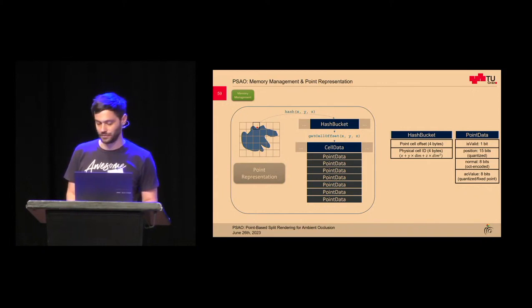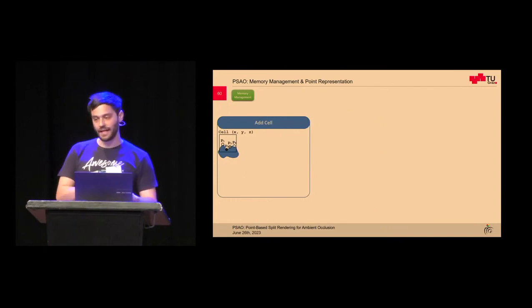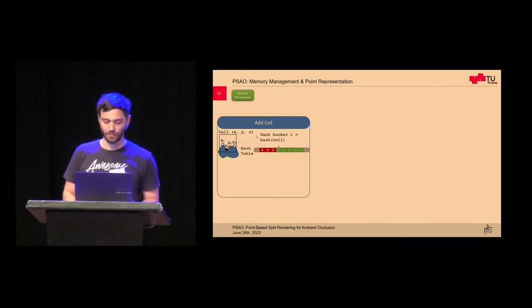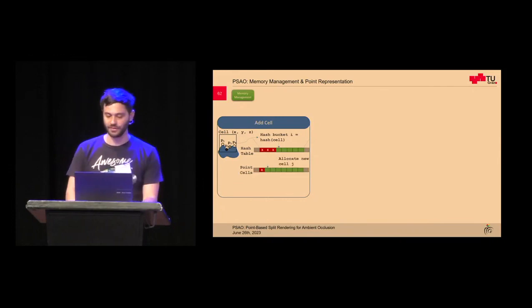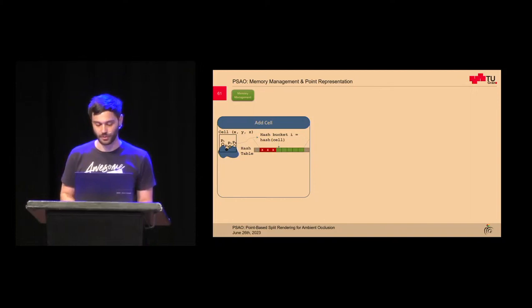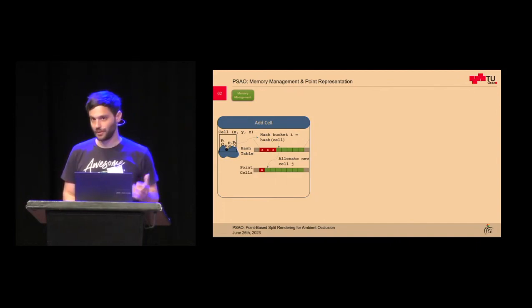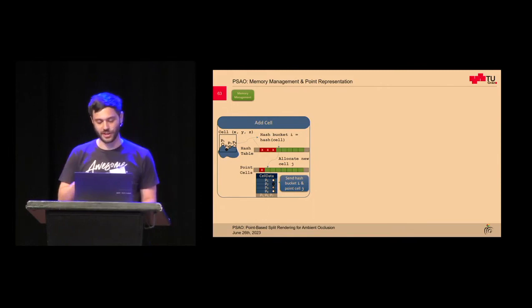Now let's get to some examples if you want to add or remove or update cells. For example, here we have this cell at location X, Y, and Z with 4 points in them. If we want to add a new cell, we first find the first free hash bucket by just looking linearly over the hash table and seeing which one is free. Then we figure out a new offset in the point cell data structure where we allocate a new cell. This cell then contains the information of all the points within it, and then we send this hash bucket and the point cell as an update to the client.